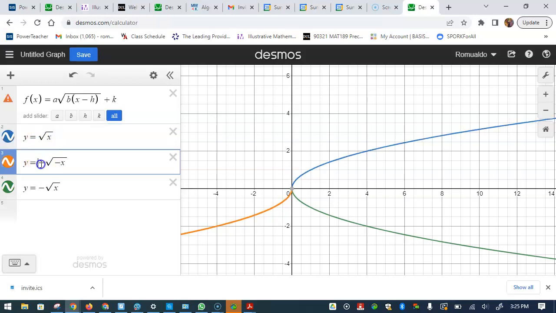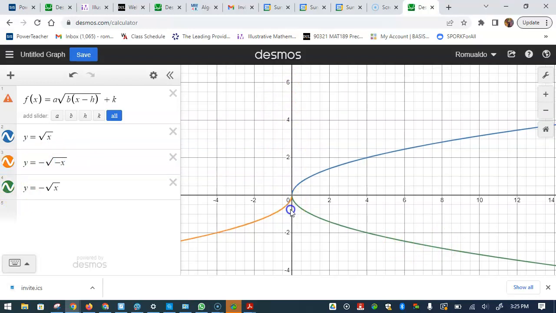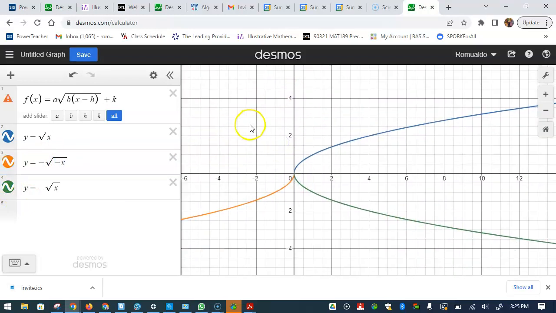This graph, because of this minus, reflects over the x-axis, and the minus inside reflects over the y-axis. So there are two transformations occurring. One is reflect over the x-axis and then reflect over the y-axis. So that's what that means.